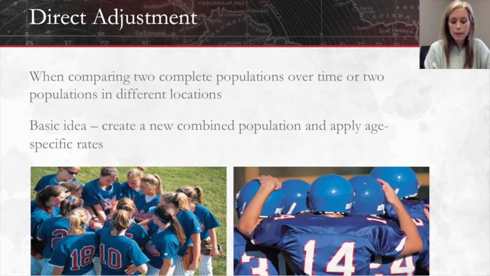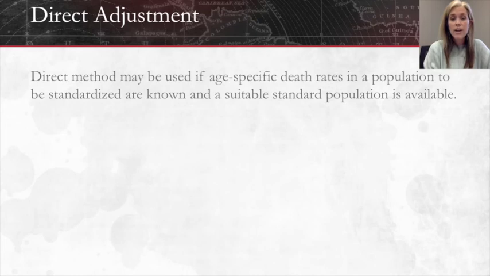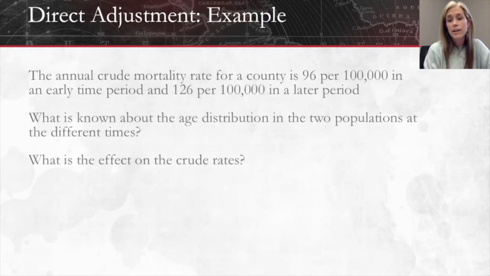If you wanted to compare the population of Augusta to the population of Atlanta, that would be another comparison that we could make. The direct method may be used if age-specific death rates in a population to be standardized are known and suitable, and the standard population is available. So let's look at an example.